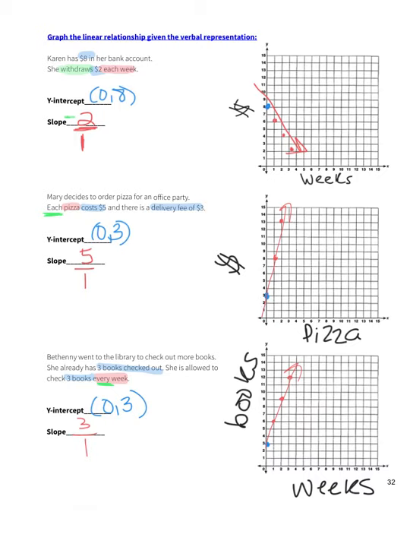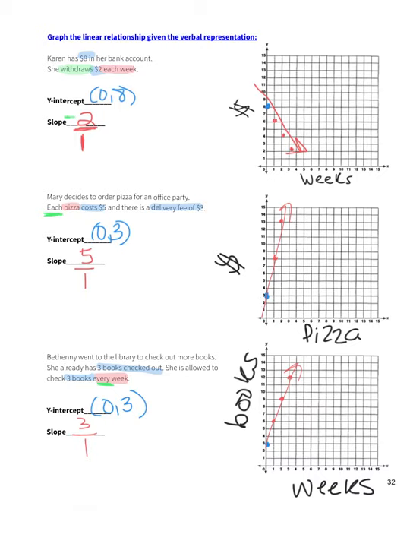Next, each pizza costs $5. So each pizza, remember there's that clue word that it's a rate of change. So every time you buy a pizza, it's $5. So up 5 over 1, up 5 over 1. My slope is $5 per pizza, right?